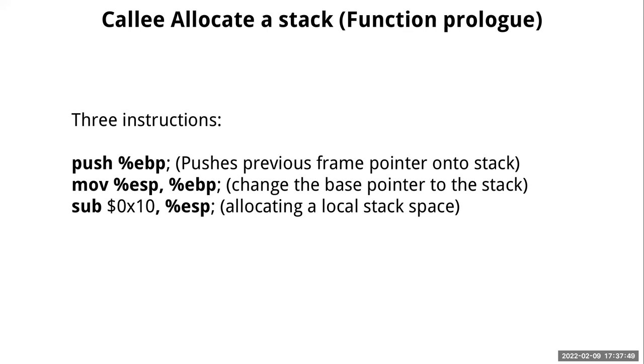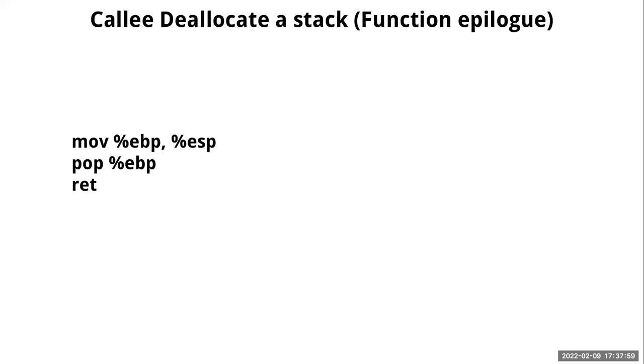The first one, push previous frame pointer onto stack. The next one, change the base pointer to the stack. The third one allocates some space for its own function to use. Then since we have the prolog, we also have epilog, and the epilog does those three things: move EBP to ESP, pop EBP, then just return.